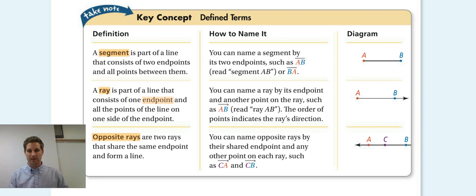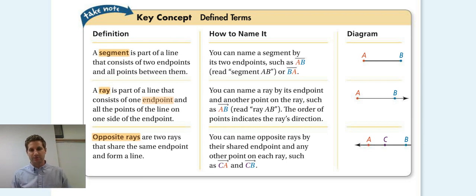And notice we label it by using the points. Doesn't matter which way we read it, A to B or B to A. But notice we do draw a line above it, and it doesn't have arrows on it. It just stops. A ray is kind of like a ray of sunshine. It starts at one endpoint, and then it goes on infinitely in one direction.